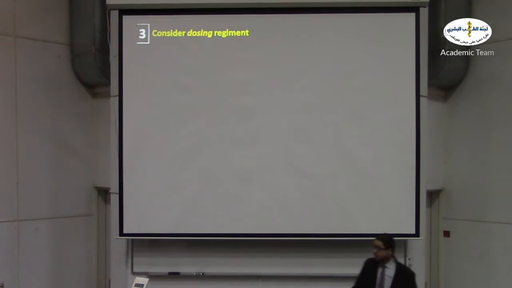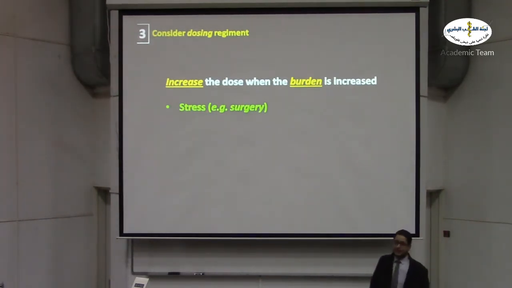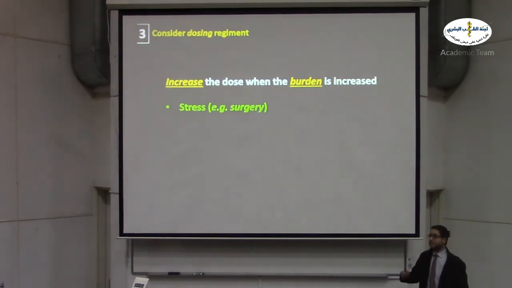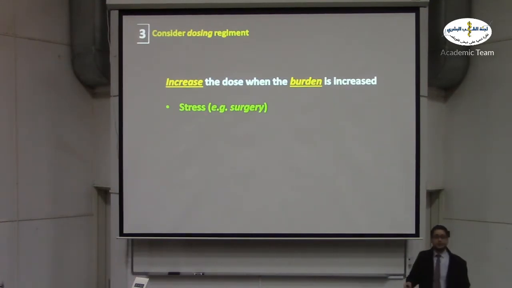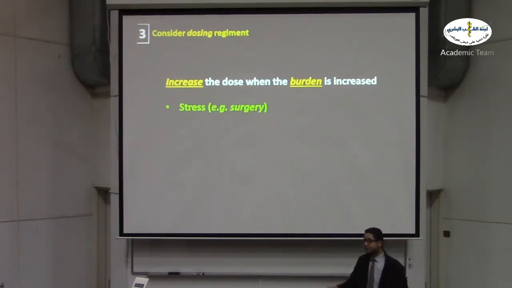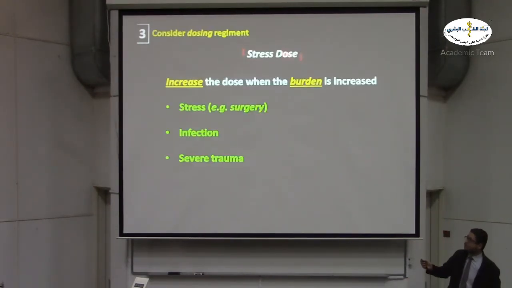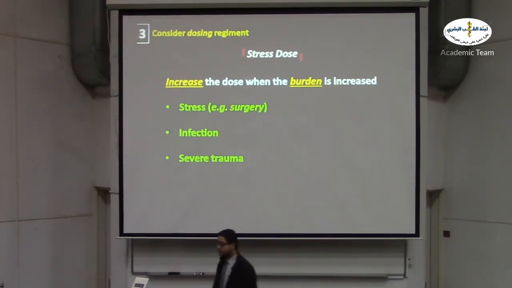Then other things to consider in the dosing regimen are cases where there is an increased load. For example, if a patient has stress due to surgery, say a patient with inflammatory bowel disease who needs an operation, the stress on the patient is increased. In such cases, I have to give a higher dose of glucocorticoids to cover for that increased stress. Okay? Or in cases of infection or severe trauma. This is something we call the stress dose of glucocorticoids. I have to increase the dose to cover for the burden.